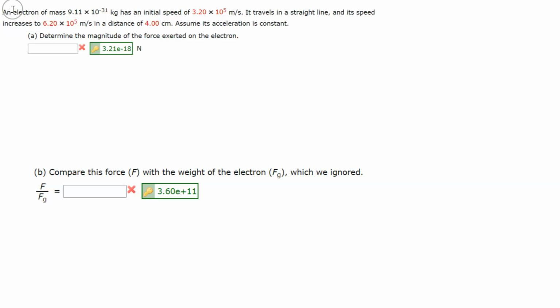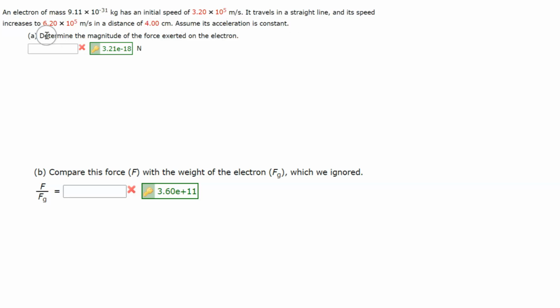All right, so for this problem, we've got an electron of this mass. This is just the mass of an electron. It has an initial speed of, in my case, 3.2 times 10 to the 5th meters per second. It travels in a straight line, and its speed increases to 6.2 times 10 to the 5th meters per second in a distance of 4 centimeters. Note centimeters. Assume its acceleration is constant.